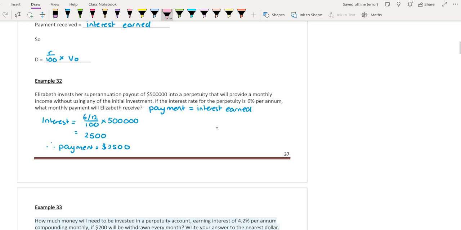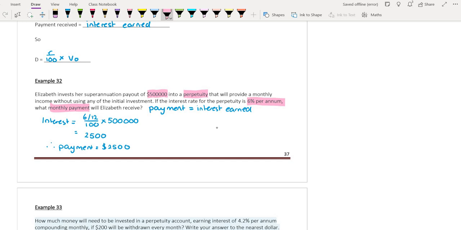In this one, we have a superannuation of $500,000, and it's a perpetuity. It provides monthly income without using any of the initial investment. If the interest rate for this perpetuity is 6% per annum, what is the monthly payment you will get?